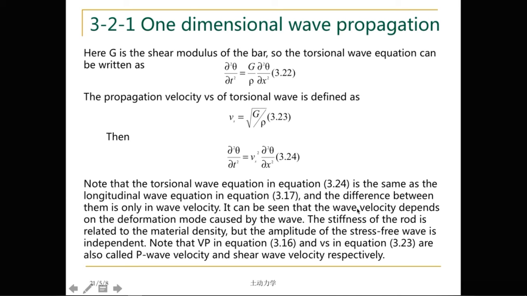It can be seen that the wave velocity depends on the deformation mode caused by the wave. The stiffness of the rod is related to the material density, but the amplitude of the stress wave is independent.